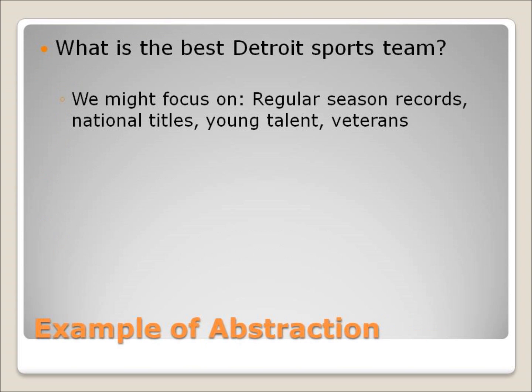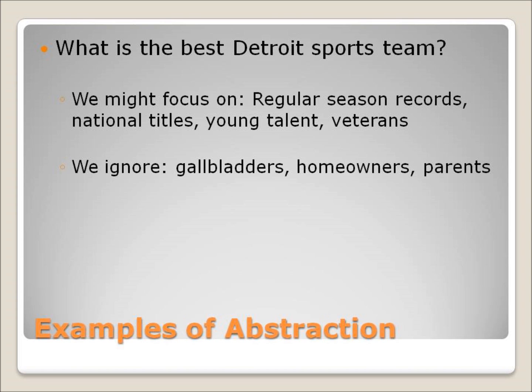An example of abstraction would be when arguing over what is the best Detroit sports team. We might choose to focus on their regular season records or the number of titles that they hold. We might argue that one team is best because they have the most young potential or the most seasoned veterans. In either case, we are not talking about which team has the most players without their gallbladders, or which team has the most homeowners or the most parents.